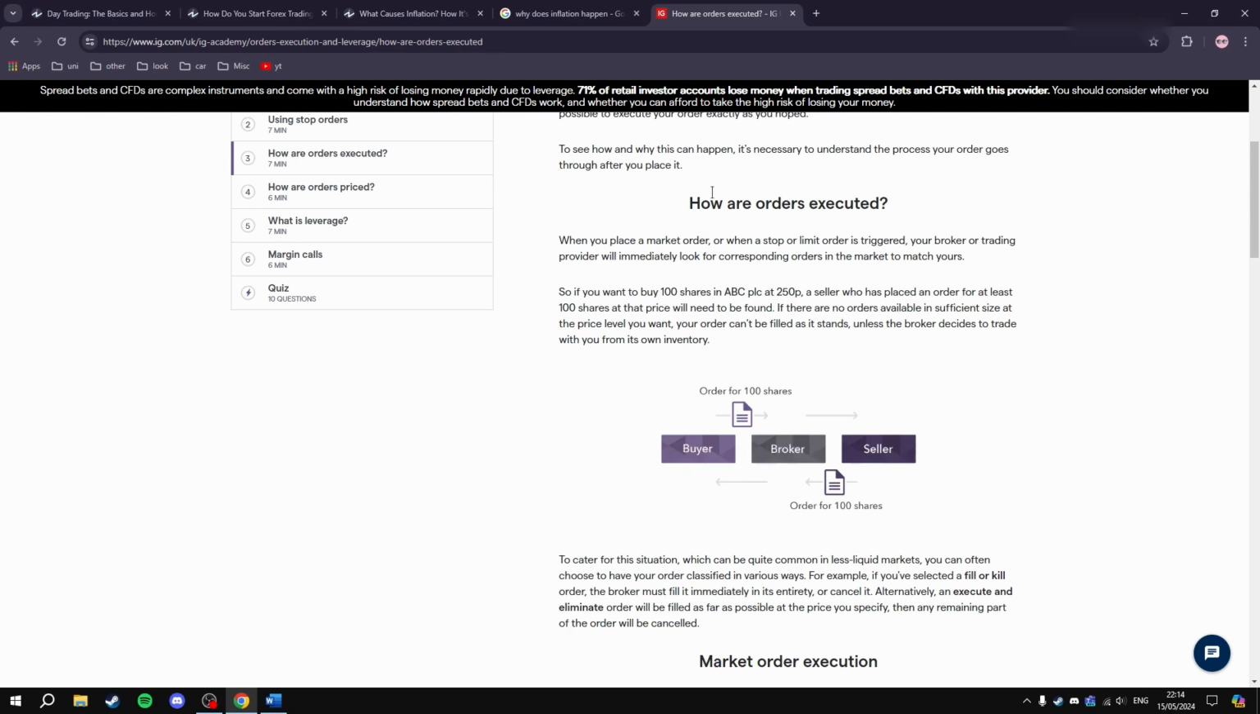When you place a market order or when a stop or limit order is triggered, your broker or trading provider will immediately look for corresponding orders in the market to match yours. So if you want to buy 100 shares in ABC PLC at 250p, a seller who has placed an order for at least 100 shares at that price will need to be found. If there are no orders available in sufficient size at the price level you want, your order can't be filled as it stands, unless the broker decides to trade with you from its own inventory.